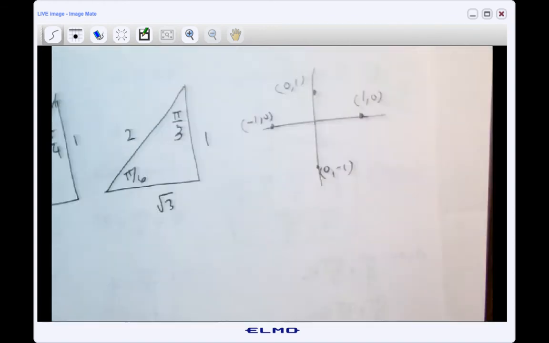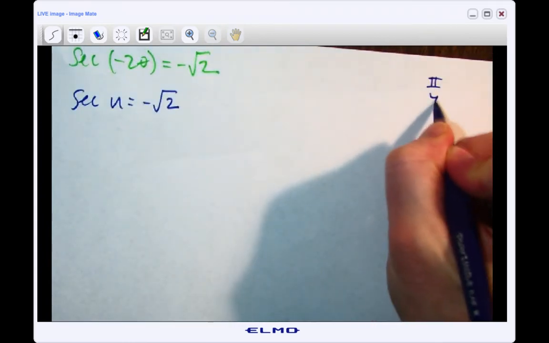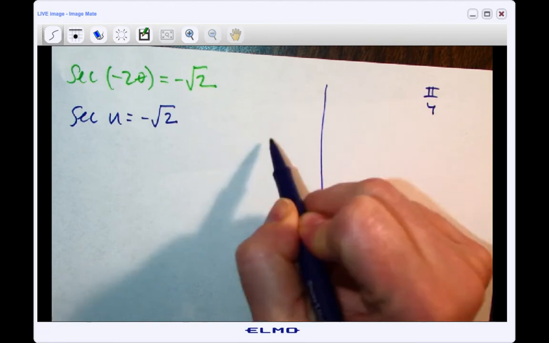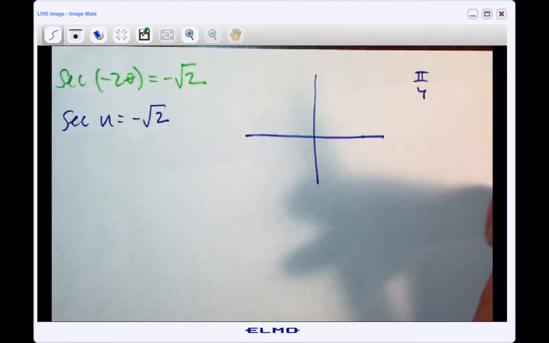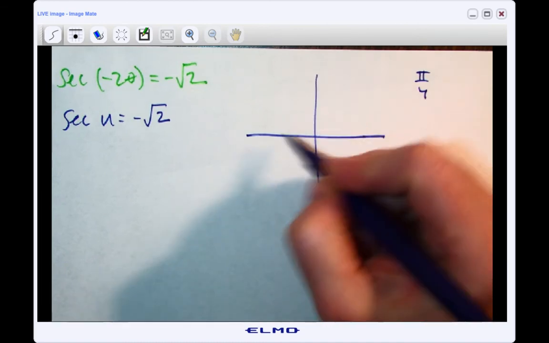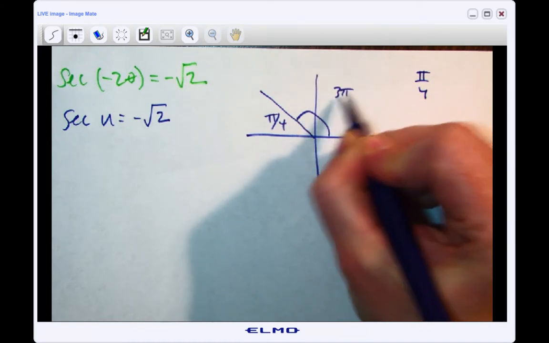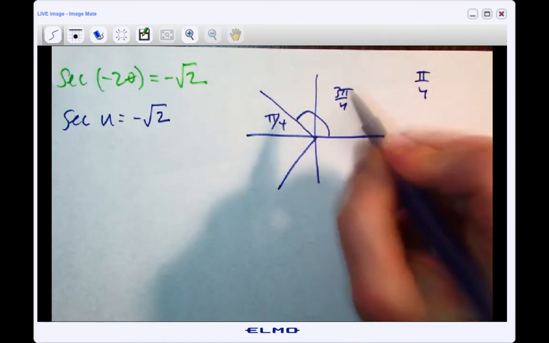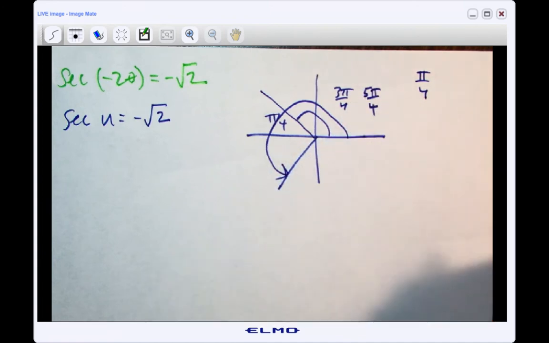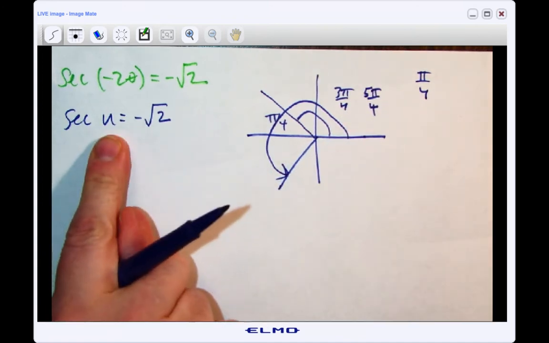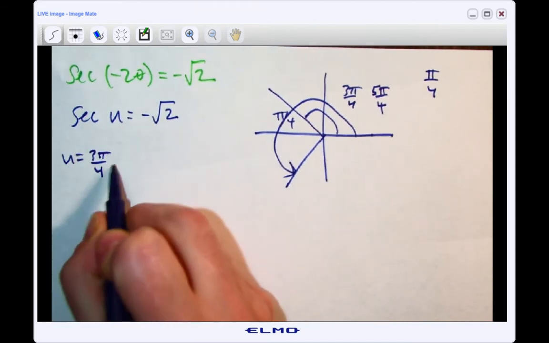So obviously it doesn't matter which one we're talking about here. It's pi over 4, right? So my reference angle is pi over 4. But I got to draw it where cosine is negative, because cosine is the reciprocal of secant. So not here, but here. So that's 3 pi over 4. And then here, that one is 5 pi over 4. Okay, but that's what u is. So u is equal to 3 pi over 4 and 5 pi over 4.